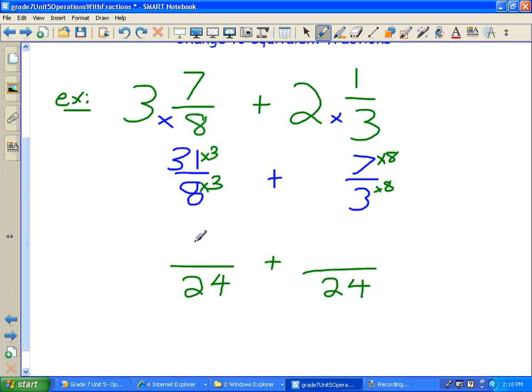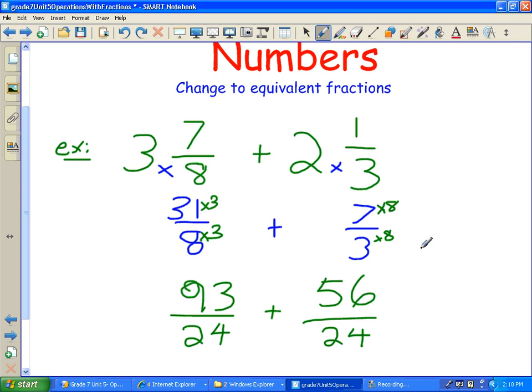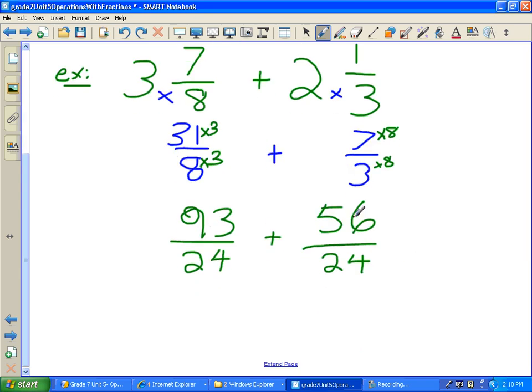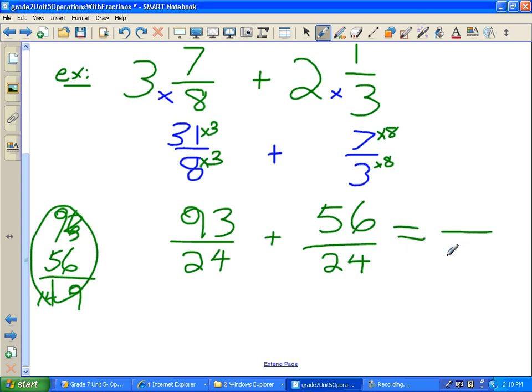So 3 times 31 is 93. 8 times 7 is 56. So now that I have that one done, I can simply add them together. So 93 and 56. I can write it over here on the side if I want. Oops, 93 and 56. 6, 7, 8, 9. And then 9 and 5 is 14, and 1 is 149. So my answer will be 149 over 24. Okay.